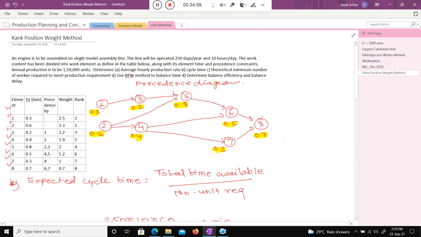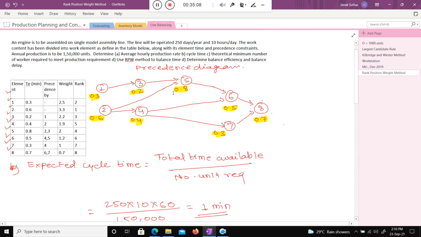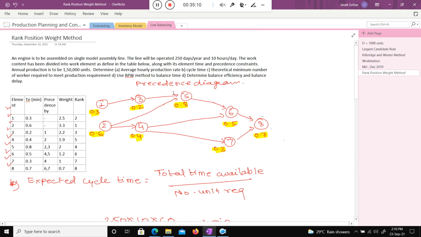Is there any doubt related to the rank position weight method? Then please let me know, class. Is there any doubt? No, sir. Okay, can you repeat that precedence diagram? Okay, actually it will take time, that is the process. Yes, sir. Only that diagram.